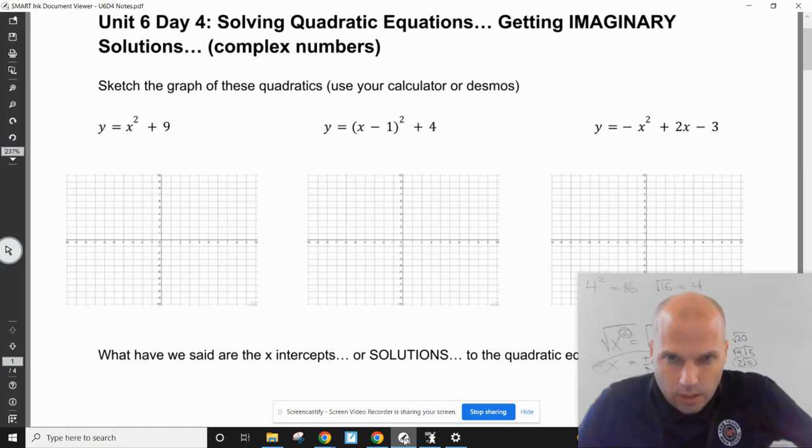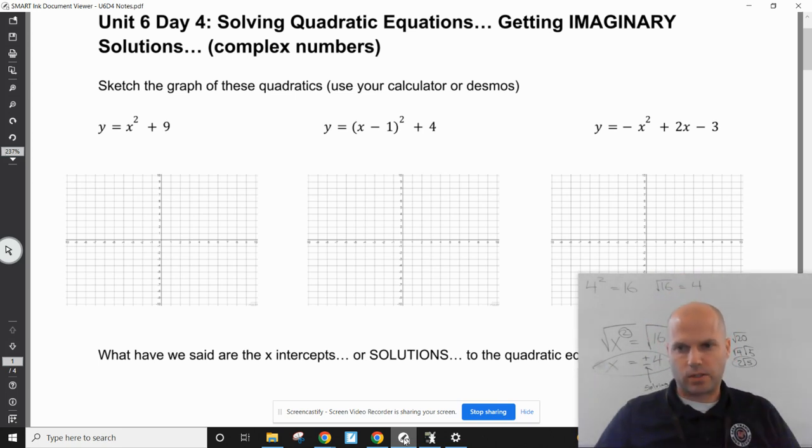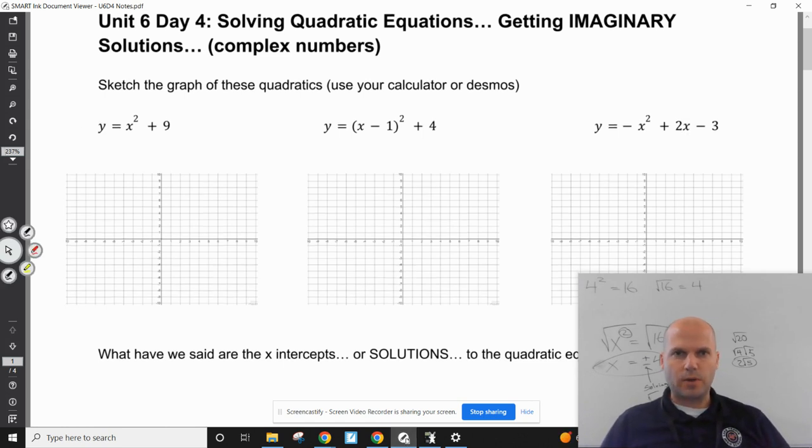Let's finish off Unit 6, finish off the first semester with a new concept. We're going to keep doing what we've been doing, which is solving quadratic equations. But we're going to be introduced to something brand new to all of you, which is the concept of an imaginary solution or a complex number. Step one is I want you to sketch these.